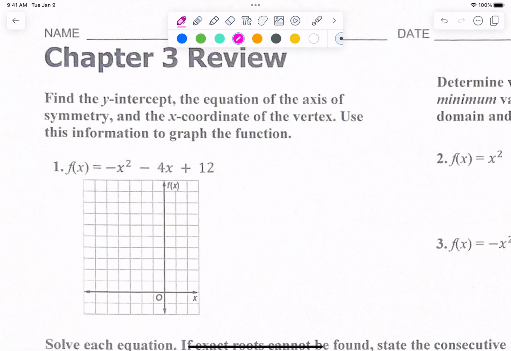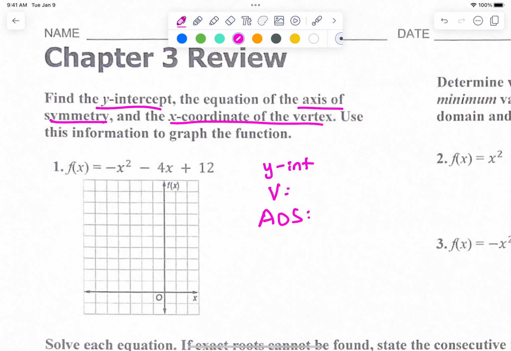Chapter 3 review. First thing, number 1, has a lot of pieces to it. We have the y-intercept, the axis of symmetry, the x-coordinate of the vertex. Actually, we're going to find the whole vertex. But you guys are used to doing this. The y-intercept, the vertex, the axis of symmetry. I'm also going to put up or down, so we can get a feel for what this thing looks like.